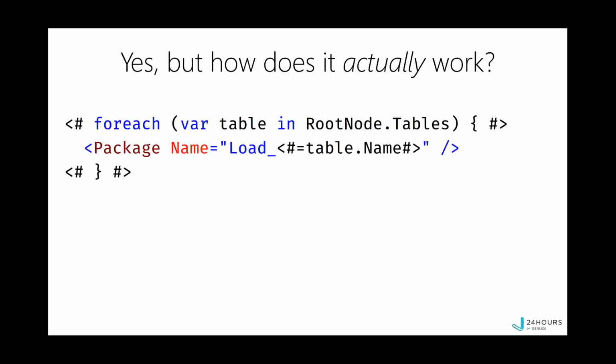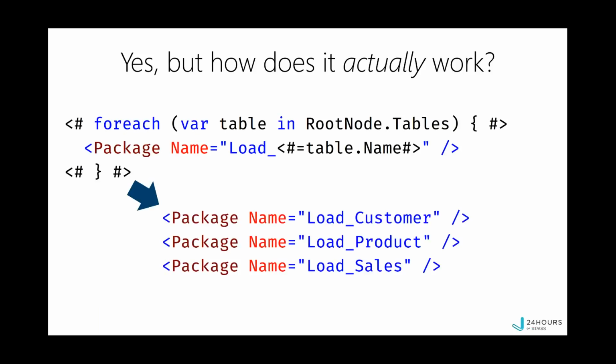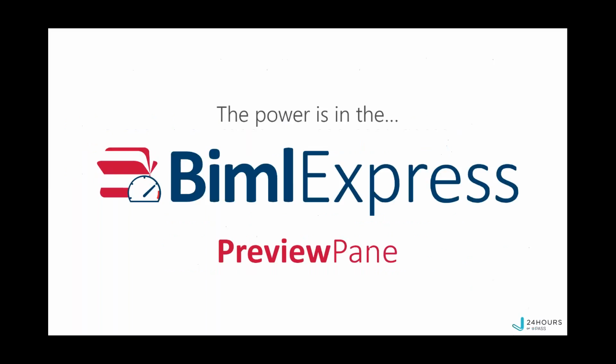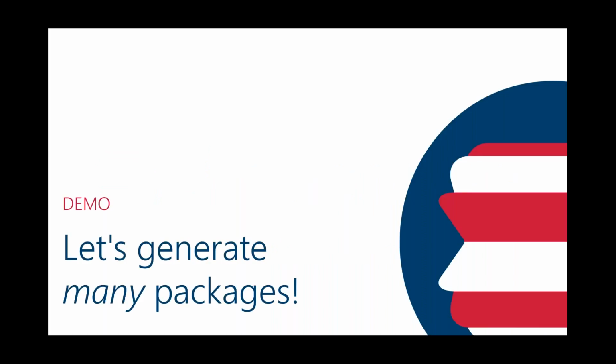So again, we have our foreach loop. That's the first step. We have our Biml script code blocks. That is being parsed and translated into this flat Biml, which spits out all of this code for us. And then finally, we can generate the packages off of that. And this process here, that little step of going from Biml script to flat Biml, is what you can see in the Biml Express preview pane. And this is very powerful. So let's take a look at how that part works.